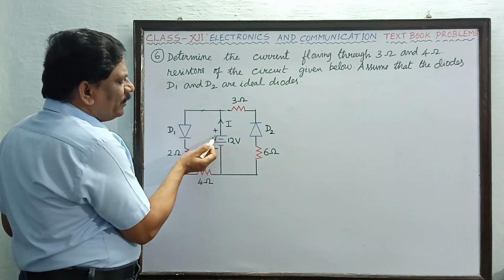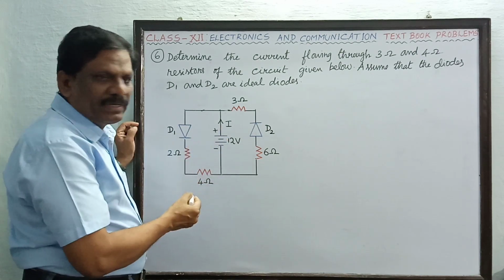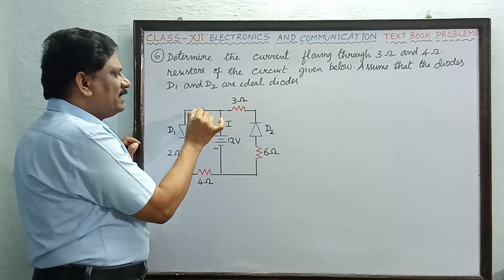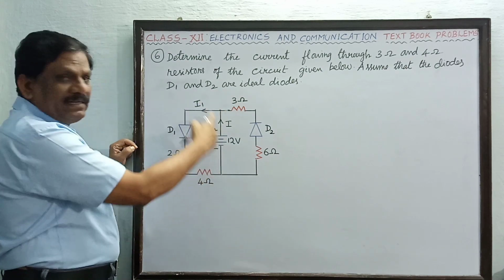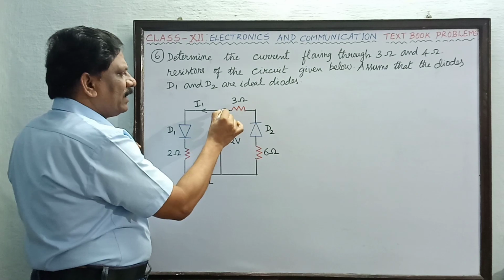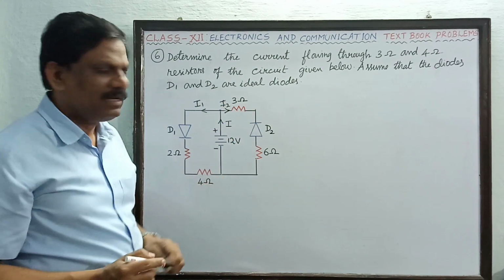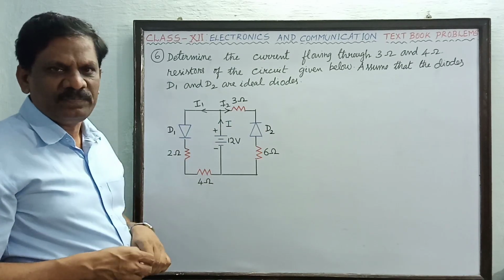The positive of this battery is sending a current of I ampere up to this junction. At this junction, the current divides: in the left side closed loop it is I1 ampere, and in the right side loop, let us take the current as I2. By applying Kirchhoff's first law, I is equal to I1 plus I2.